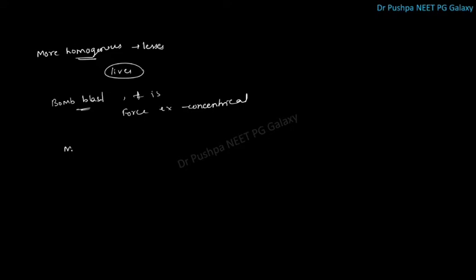So there is something called Marshall's triad. It is seen in blast injuries. It includes the types of wounds in bomb blast. One is abrasion, one is contusion, and another one is laceration. These are the types of wounds seen in case of bomb blast. It is called Marshall's triad.